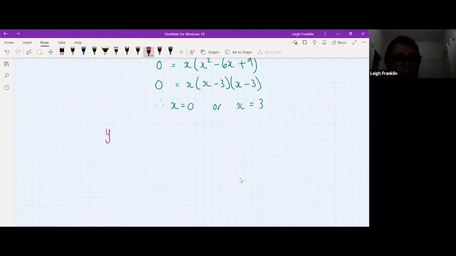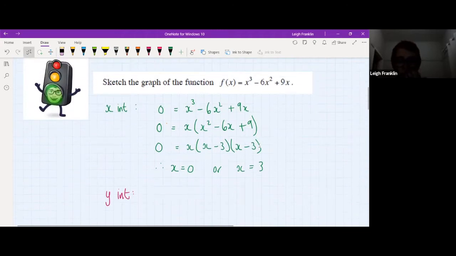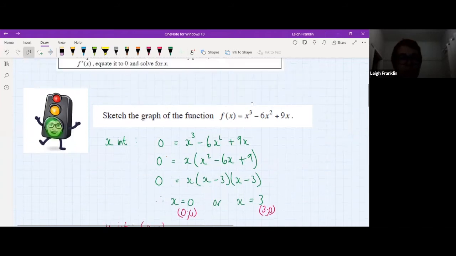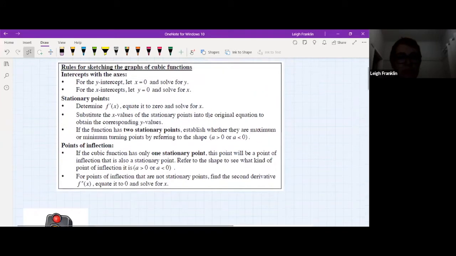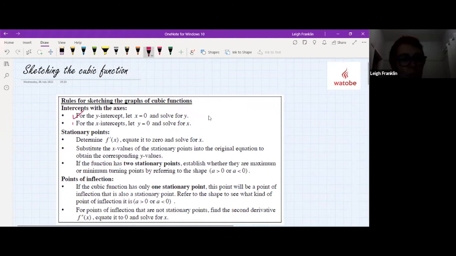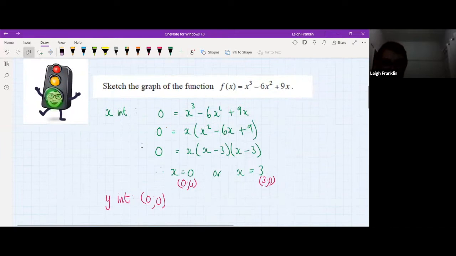What is our y-intercept? I'll go back up again. What's the y-intercept? What's the value or the coordinates of the y-intercept? Exactly. Quite right. This particular graph goes through the origin. So now we've done our x and y intercepts. Easy. Same thing that we've always done all along with functions. For the x-intercept, let y be 0. For the y-intercept, let x be 0.